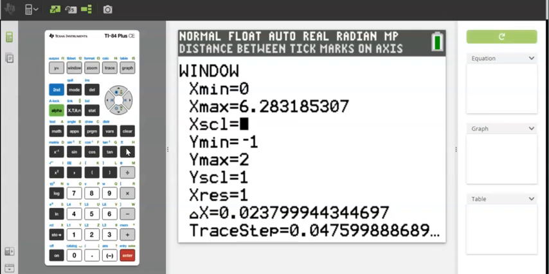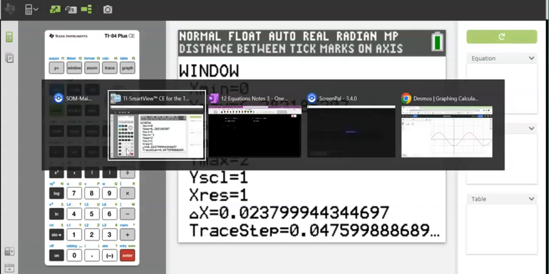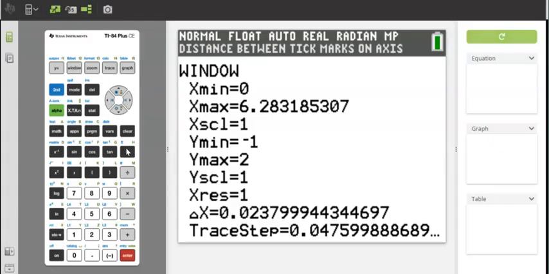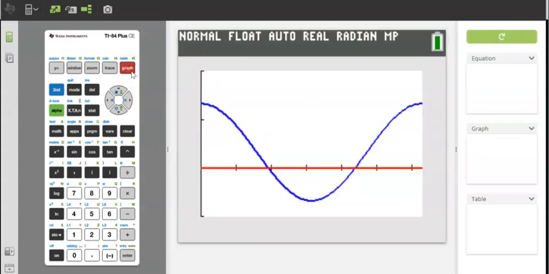Then I'm going to think about my y-axis. You just need to make sure that you have everything included in it. In this particular case, cosine normally has a range from -1 to 1. All I've done is shift it up 1/3. So instead of just making it from -1 to 1, I'm going to do -1 to 2. That's going to make sure to hit everything that I need. So if I do -1 to 2, I should be fine. And now if I hit graph, I've got both of those equations graphed right here.